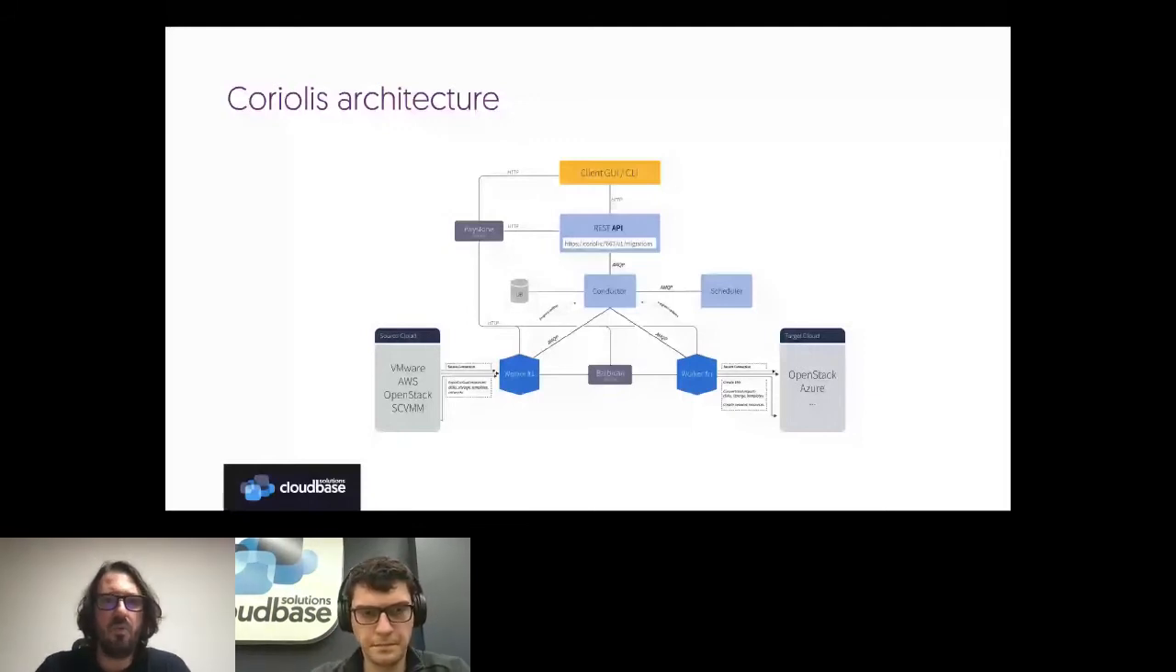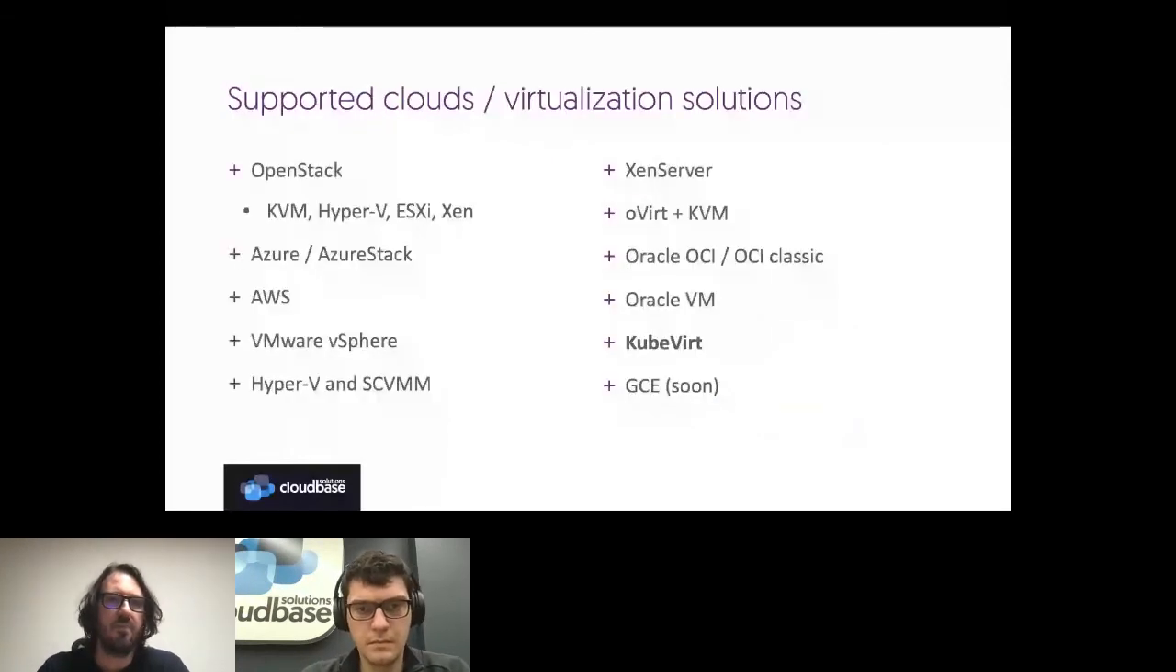Okay, I'm going quickly because I want to get to the demo as fast as possible. Supported clouds and virtualization solutions. So we have OpenStack with various types of hypervisors, KVM, Hyper-V, ESXi, Xen, Azure, Azure Stack, AWS, VMware vSphere, Hyper-V and System Center, Xen Server, oVirt, Oracle OCI, OCI Classic, Oracle VM, KubeVirt, of course, and we are also adding support for GCP.